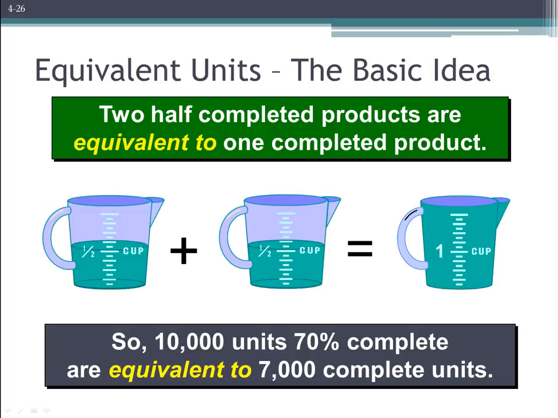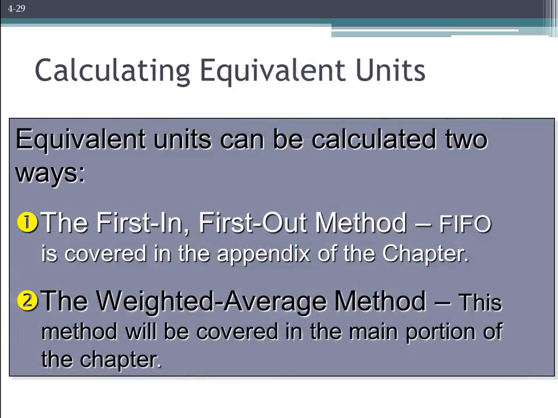Now, don't worry, you will never have to determine the percentage of completion. These things will always be given to you, and in the real world they would be provided to you by production managers or the managers of each respective department. You will simply need to know how to come up with the equivalent units of production based on that number.